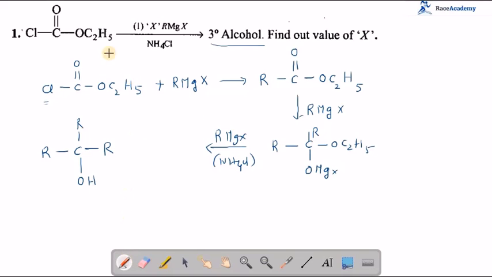So how many such groups have we taken? Here we have one alkyl group, RMgX. Here we have taken one more RMgX, and here another RMgX. So a total of 3 RMgX we have taken. They asked us to find the value of X, so the value of X is 3. This X is a number only, not a halogen. This is our first question.